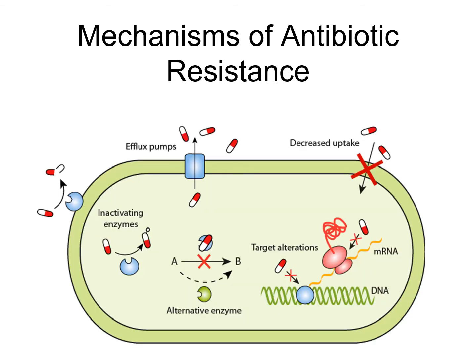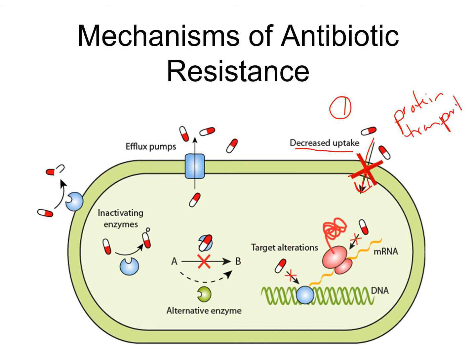This image summarizes the different ways that a bacterium can be resistant to an antibiotic. In other words, these are the different ways or mechanisms that bacteria can avoid being affected by different antibiotics. The first mechanism of resistance is for the bacterium to prevent entry of the antibiotic into the cell. So this is also described as decreased uptake.